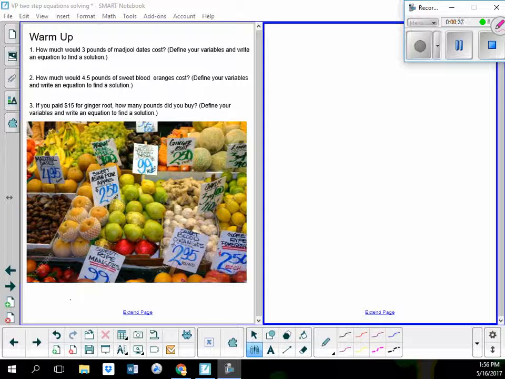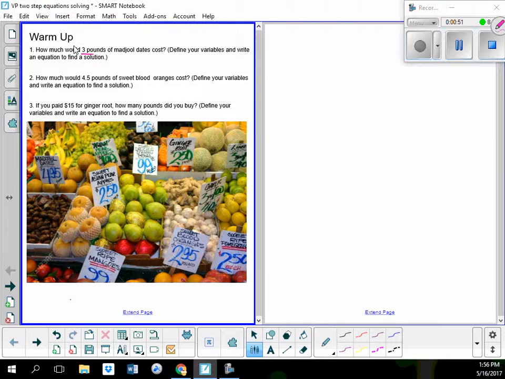So let's start by looking at our warm-up today. We're going to solve these problems, but we're also going to talk about how we can write them as equations. So starting with number 1, this says how much would 3 pounds of dates cost? I'm going to be honest, I am not a huge fan of dates, but some people really, really like them. So according to our picture here, I found dates over here.